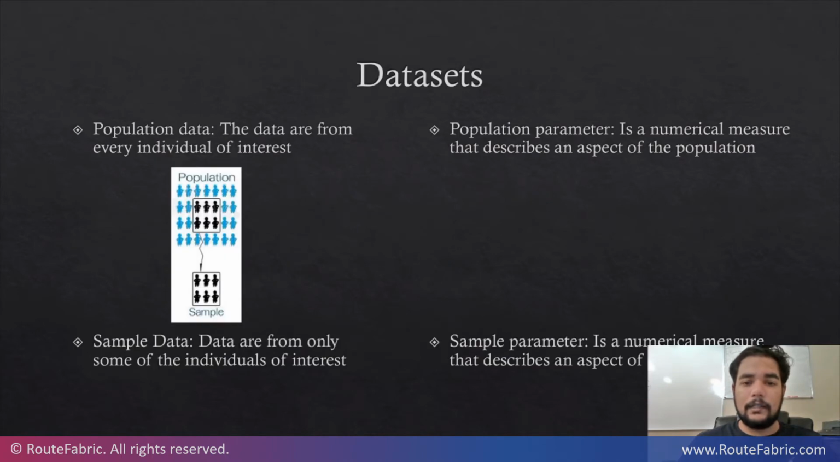Next up, let us see what are the different types of data sets. We have population data. This is the data that is from every individual of interest from the target problem. And if you take a sample from this data, it is called sample data, which is data from only some of the individuals of interest from the target problem.